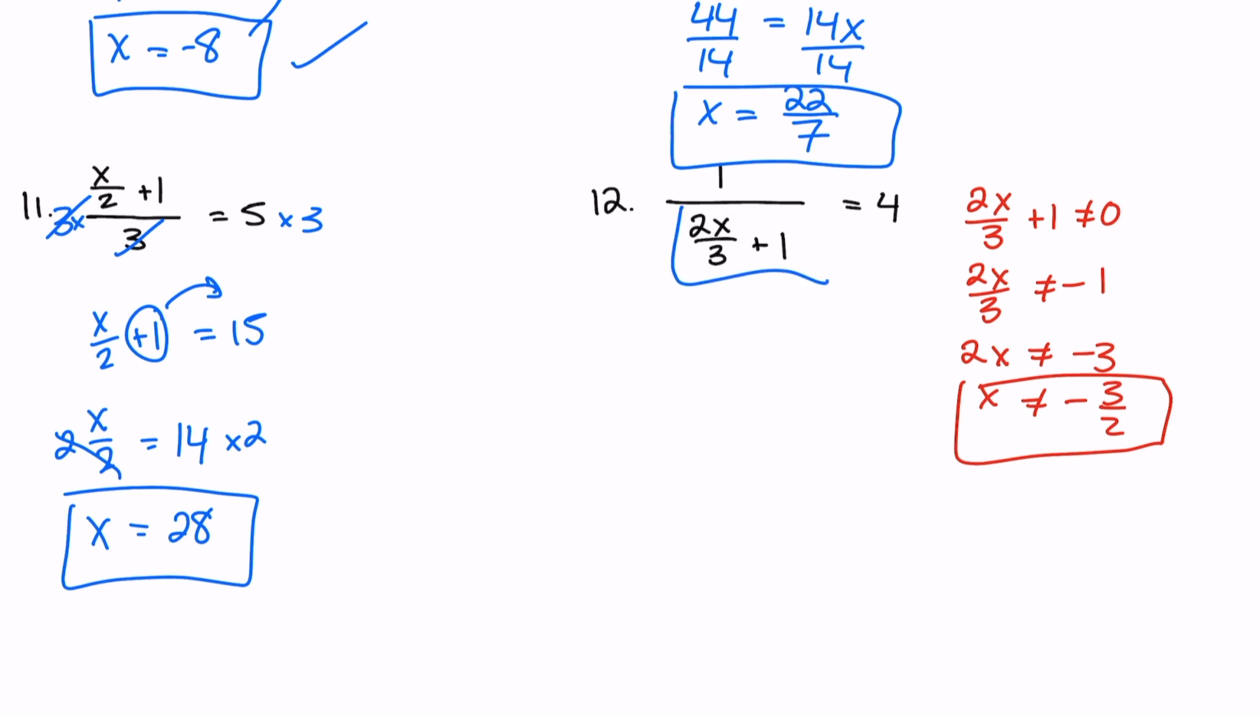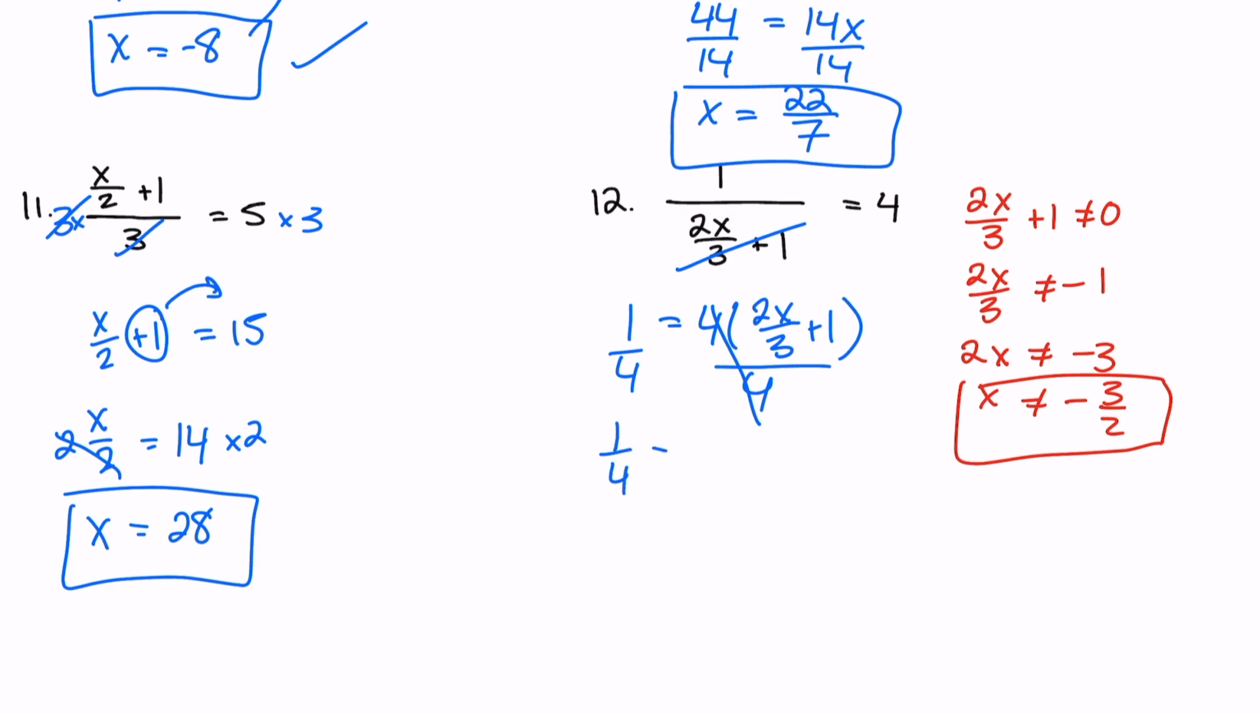So to get this out of the denominator, I'm going to multiply both sides by 2x over 3 plus 1. Then that would cancel on this side, and I would end up with 1 is equal to 4 times 2x over 3 plus 1. To get rid of this 4, I'm going to divide by 4 on both sides. So that would get rid of the 4 on this side and cause a 1 over 4 on the other side. So now we have 1 over 4 is equal to 2x over 3 plus 1.